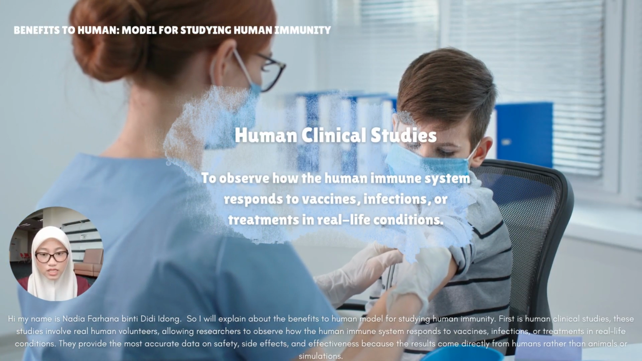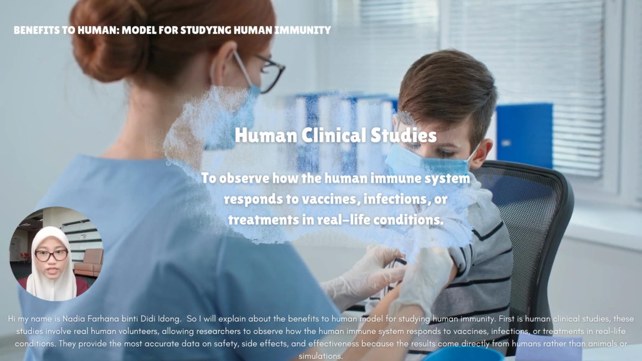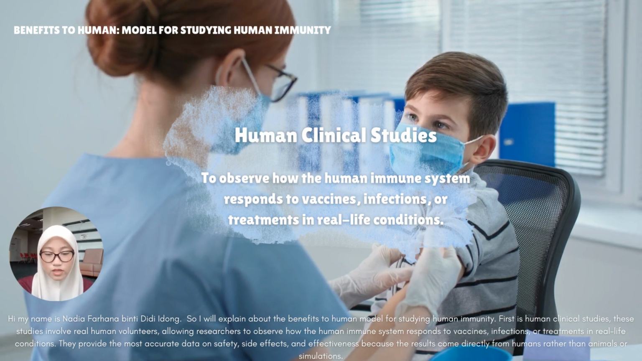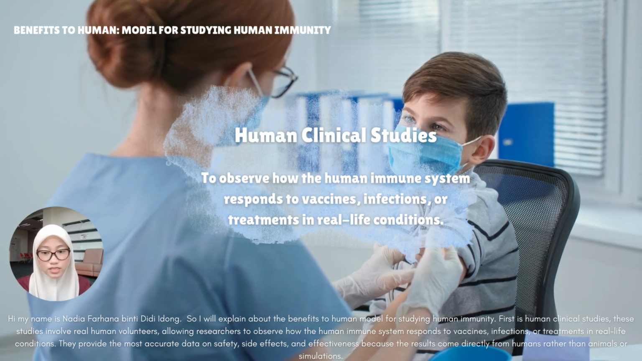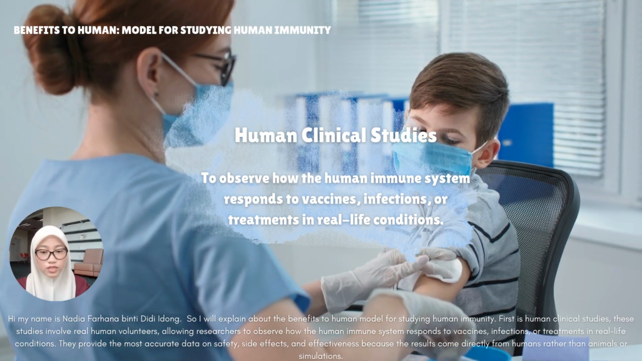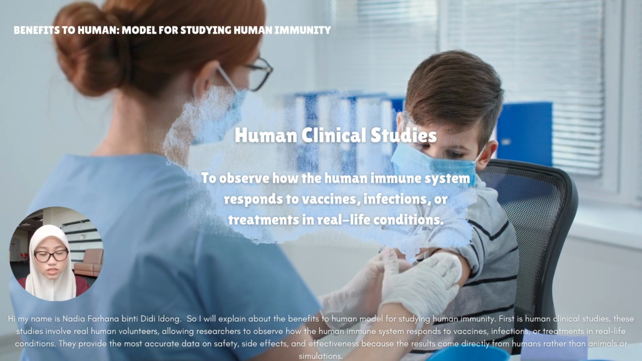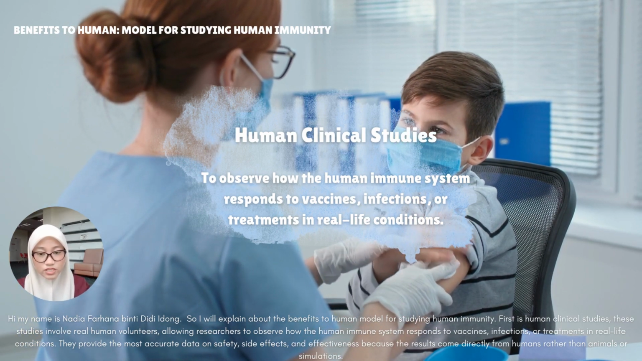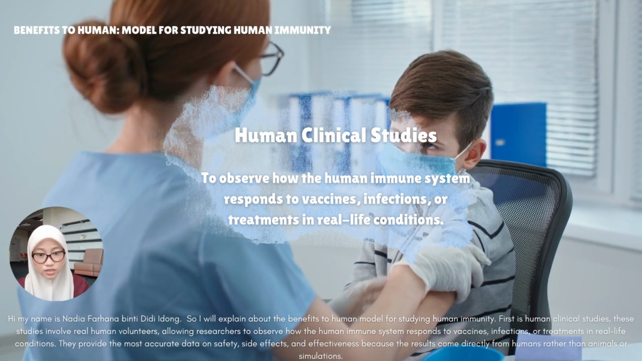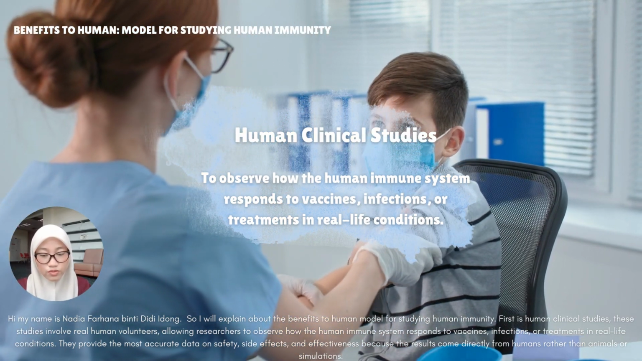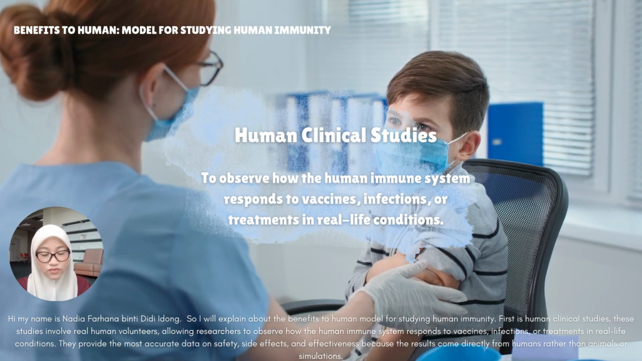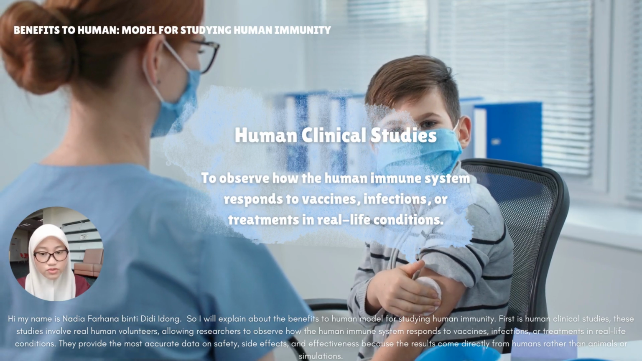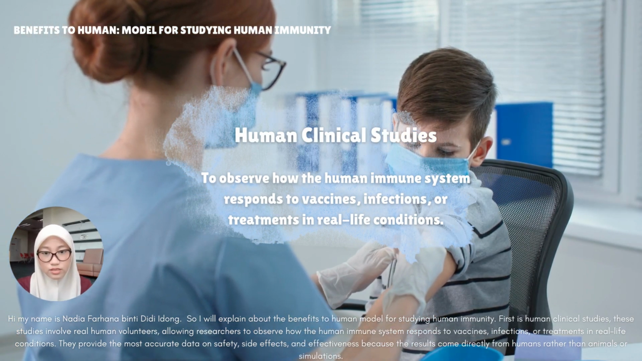Hi, my name is Nadia Farhana binti Dili. So I will explain about the benefits of human models for studying human immunity. First is human clinical studies. These studies involve real human volunteers, allowing researchers to observe how the human immune system responds to vaccines, infection, or treatments in real-life conditions. They provide the most accurate data on safety, side effects, and effectiveness because the results come directly from humans rather than animals or simulation.